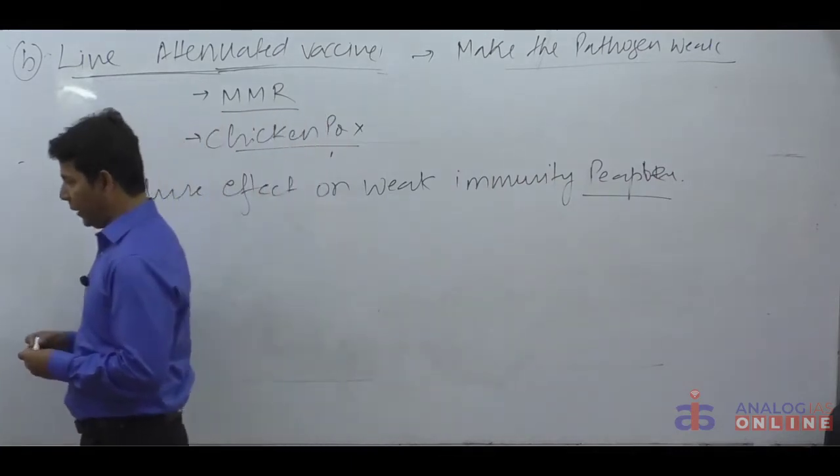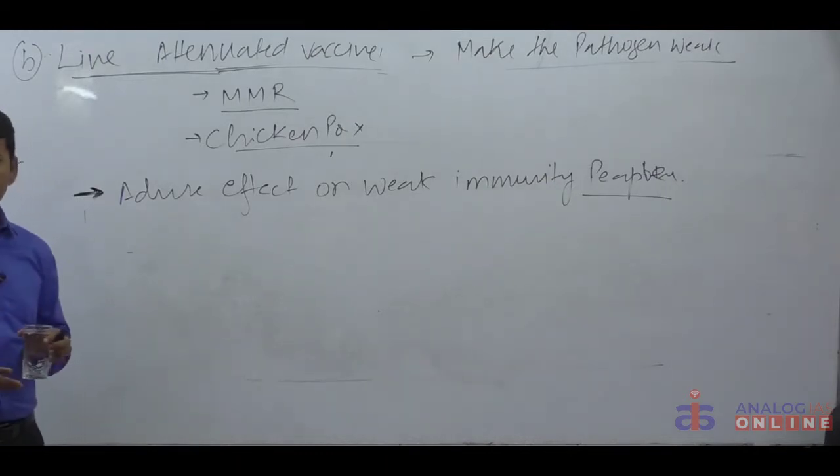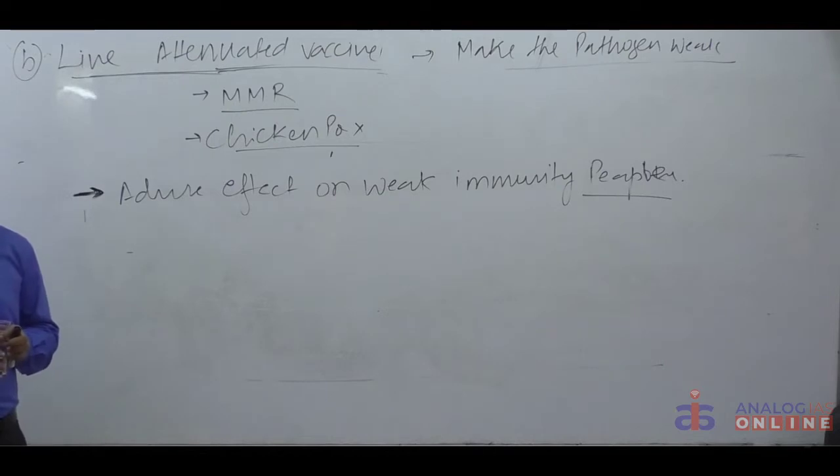Because weakness is a very relative term. You can weaken a particular virus, right? But maybe your immune system may be even weaker than that. So you weaken a virus, but somebody's immune system can be even weaker than the virus itself. So what will happen now? This vaccine will work as a pathogen to that particular person, right? So that is one risk that we have to take.